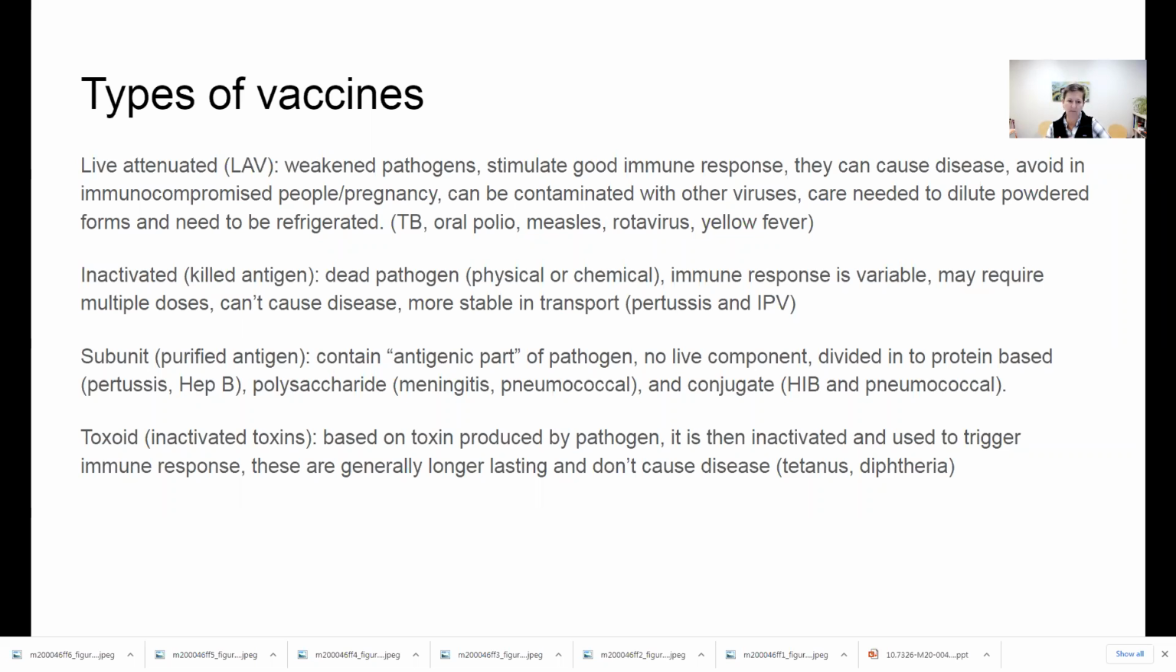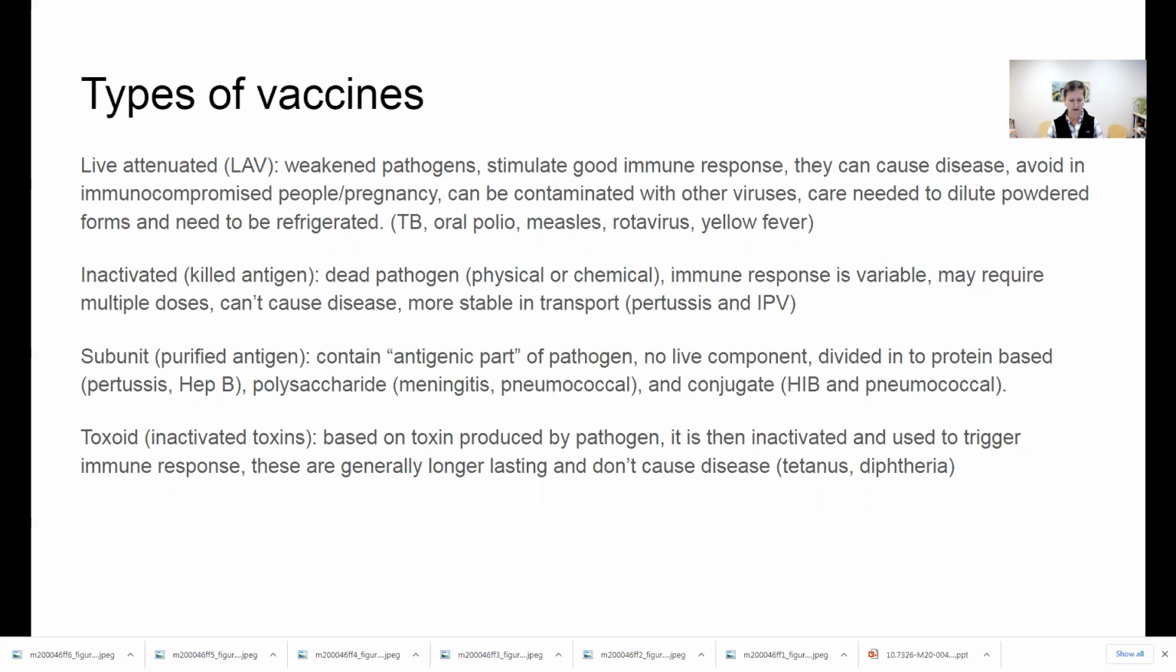And so some of the vaccines that would be typical for this would be TB, which we don't do in this country. Oral polio, not done in this country at this point. Measles would be one of those. Rotavirus. Rotavirus is for children, so not necessarily a topic for us today, but yellow fever would be one. The other thing that falls in that is some of our flu vaccines. So that could be a live attenuated vaccine.